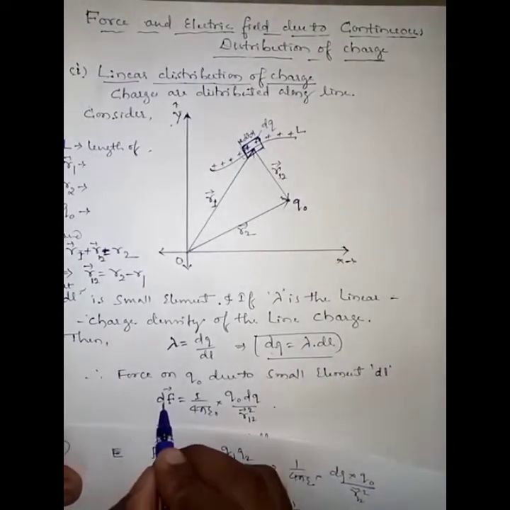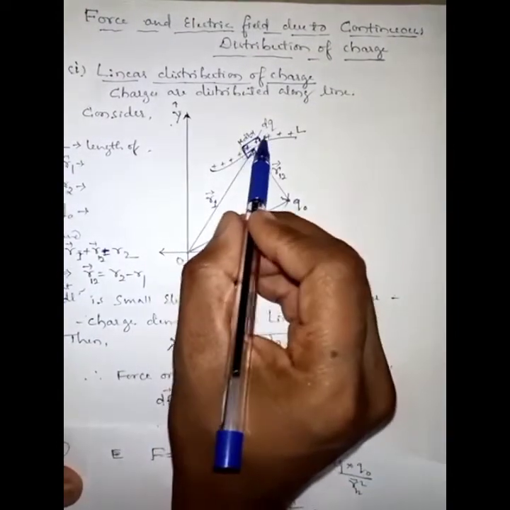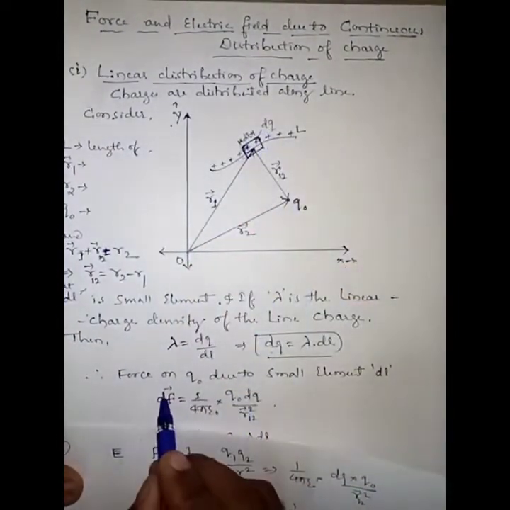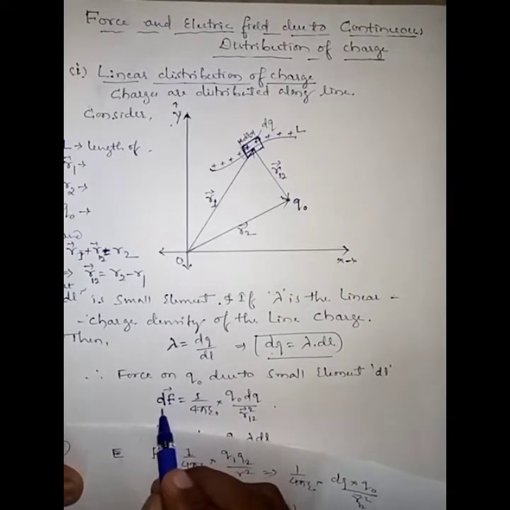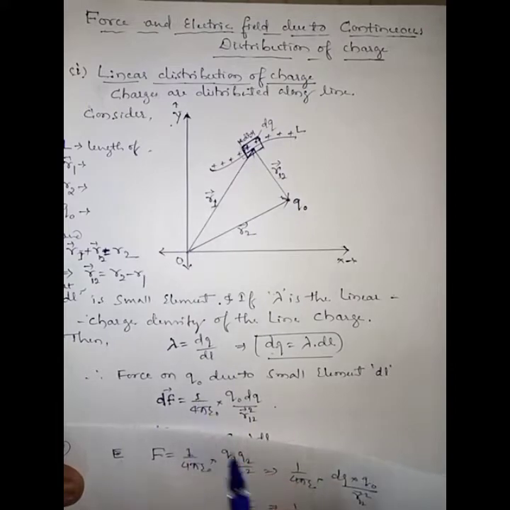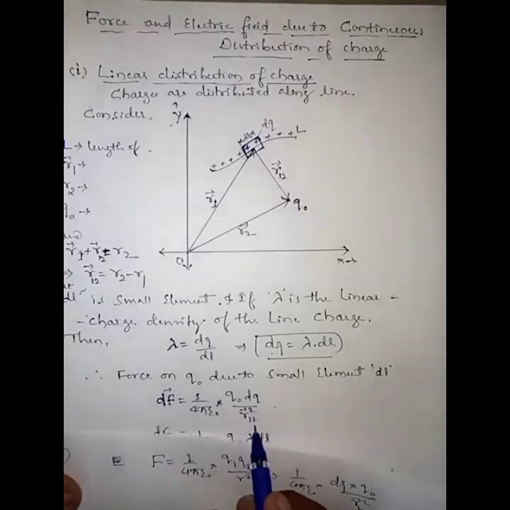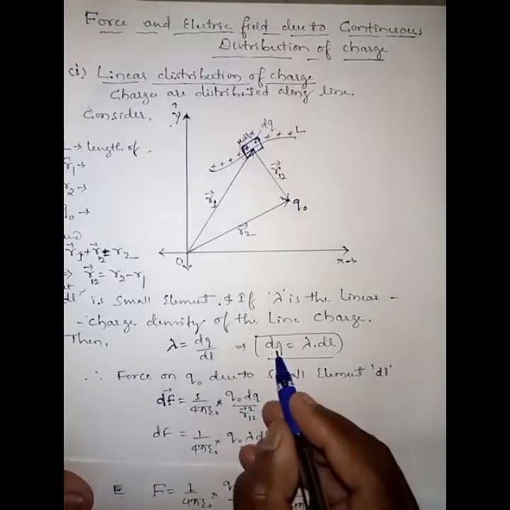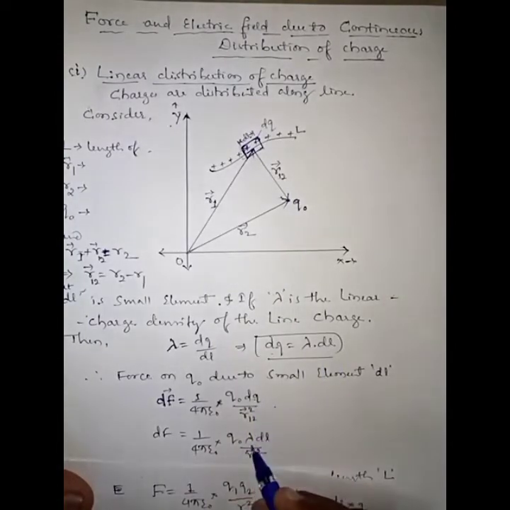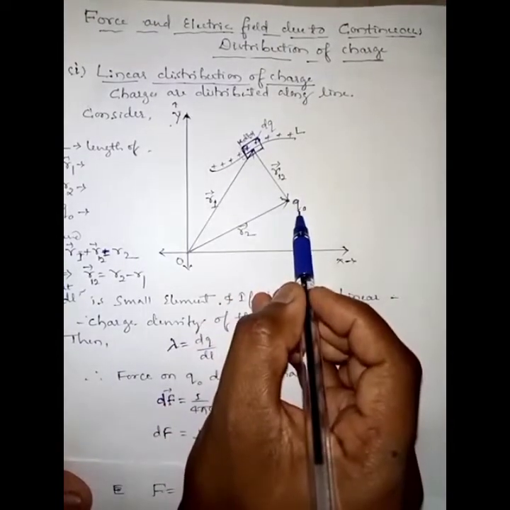Therefore, the small force acting on the q naught charge due to the small charge dq is df. That is, df is equal to 1 by 4 pi epsilon naught into q naught into dq by r12 square. Now substitute the dq value, dq is equal to lambda into dl, so df is 1 by 4 pi epsilon naught q naught lambda dl by r12 square. This is the small force acting on q naught.